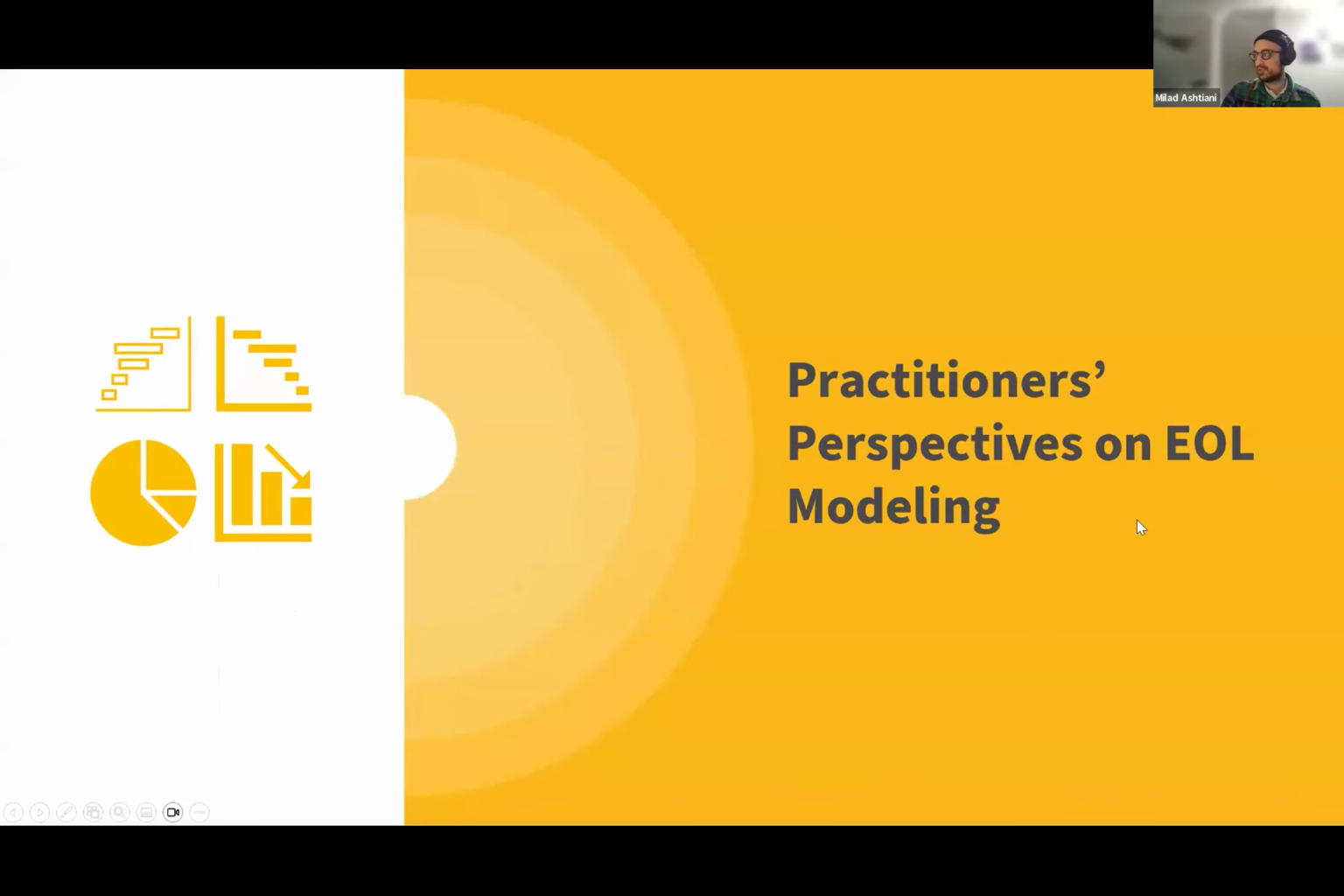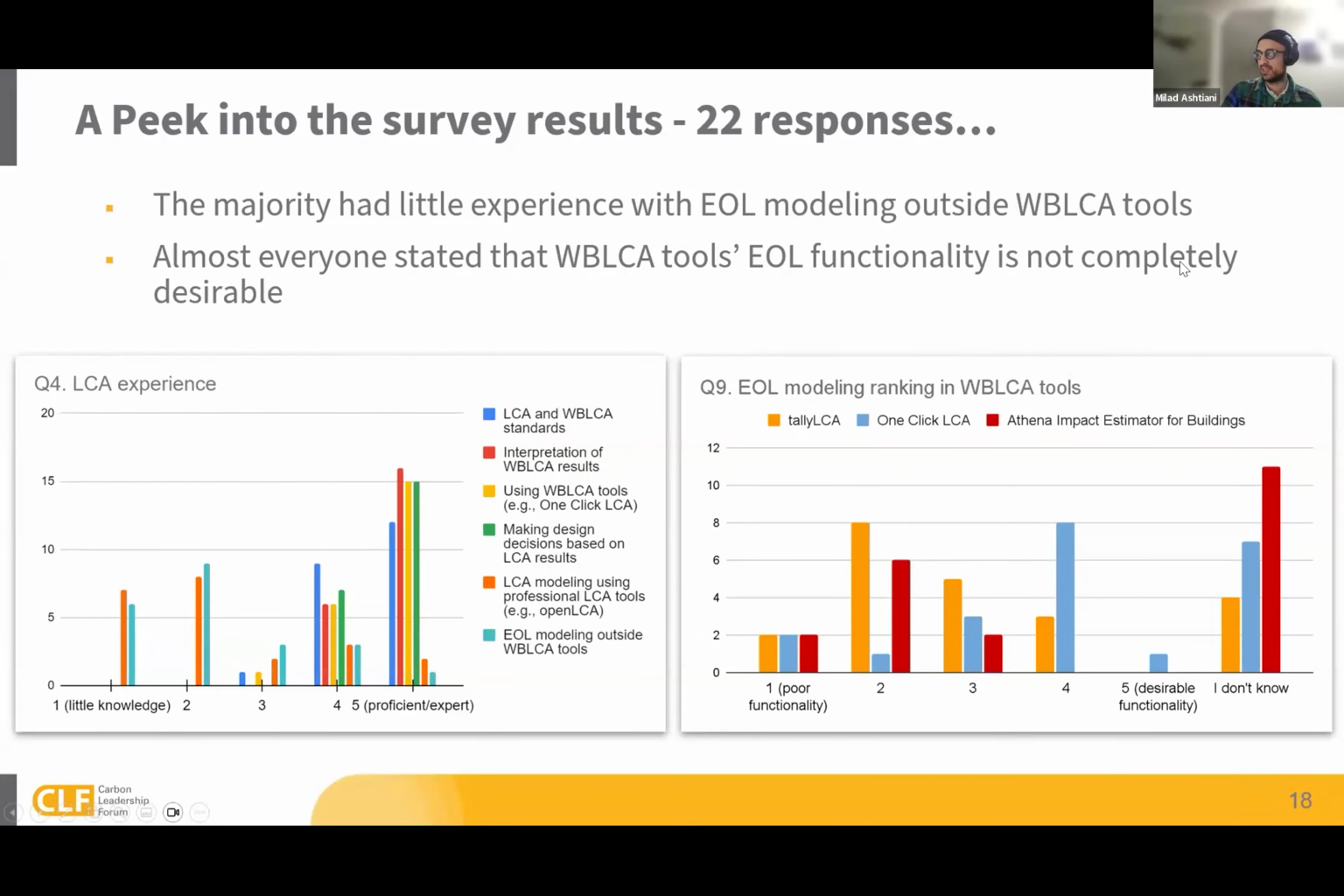And to gather perspectives on end-of-life modeling from the practitioners, we conducted a survey, first of all, to collect some information and see how people think and how people usually do end-of-life modeling. And I just want to point out these 2 questions that we asked. One was about how much experience they have with each of these items. Most importantly, end-of-life modeling outside whole building LCA tools seems to be something that people don't do. So they mostly rely on the whole building LCA tool to do the end-of-life modeling for them.